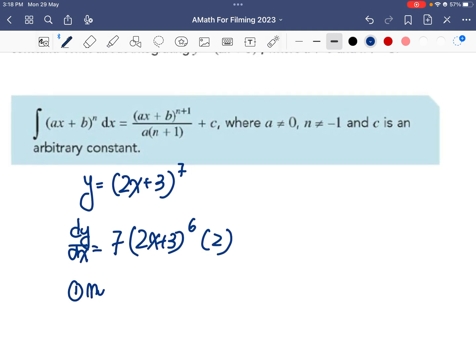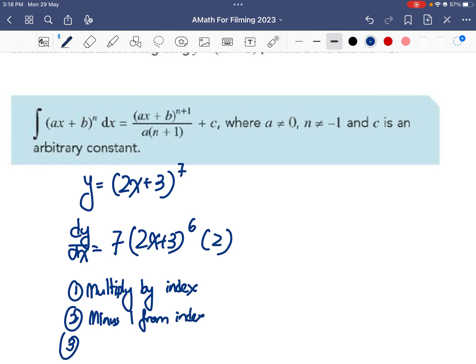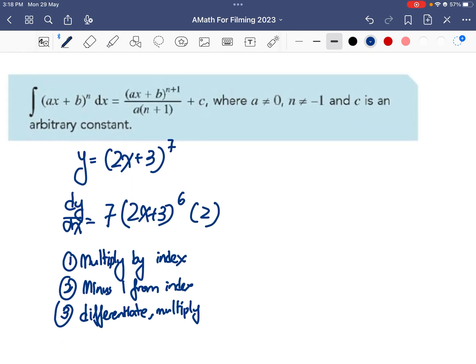Alright, so first we multiply by the index, then we subtract 1 from the index. Lastly, what we do is we differentiate and then we multiply the brackets, which was the 2x plus 3.